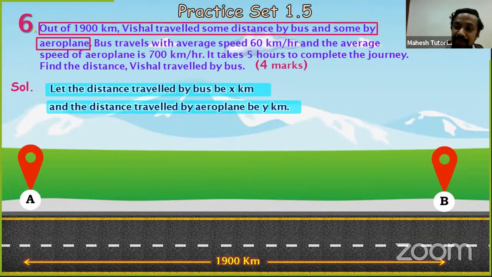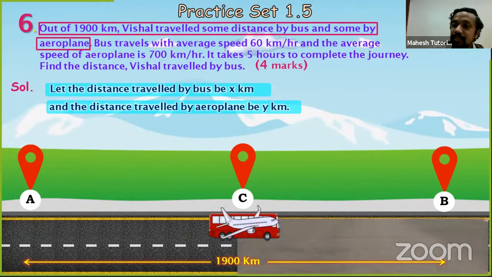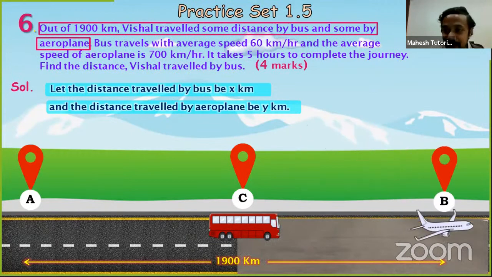Now, what Vishal is doing is this: the total distance AB, that is 1900 kilometers, he is traveling a certain distance by bus and the remaining distance by aeroplane. So let us say that he is traveling from point A till point C by bus, and then the remaining distance, from C to point B, he is traveling by aeroplane.